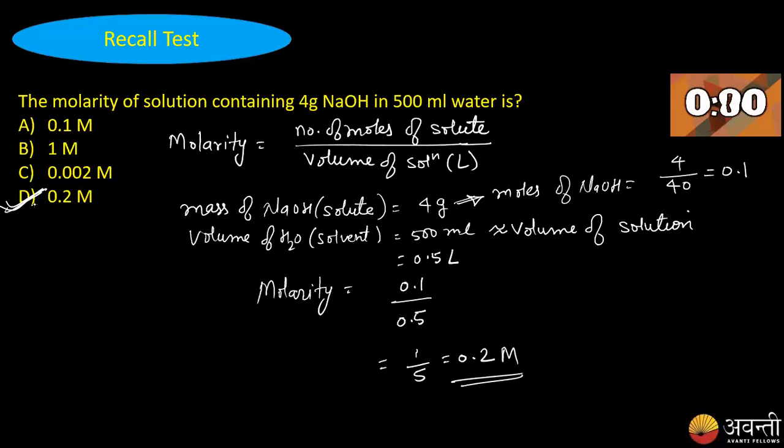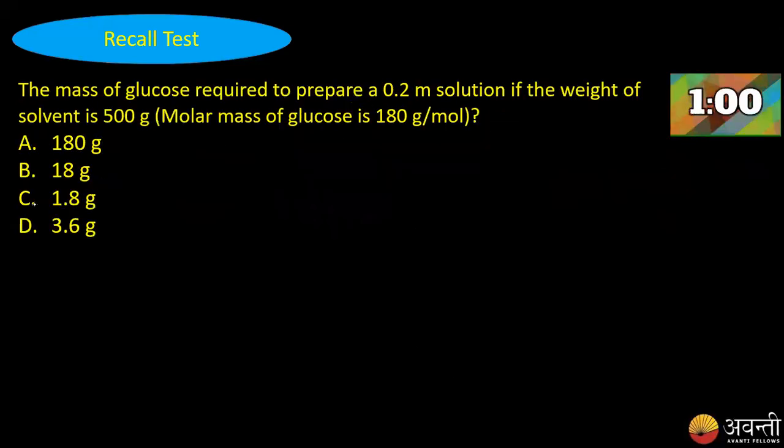Let's discuss the second question. The next question is: the mass of glucose required to prepare a 0.2 m solution if the weight of solvent is 500 grams. Here small m means molal, it is used for molality. The mass of solvent is 500 gram and the molar mass of glucose, the solute, is 180 gram. So what is the mass of glucose required to prepare this molal solution?